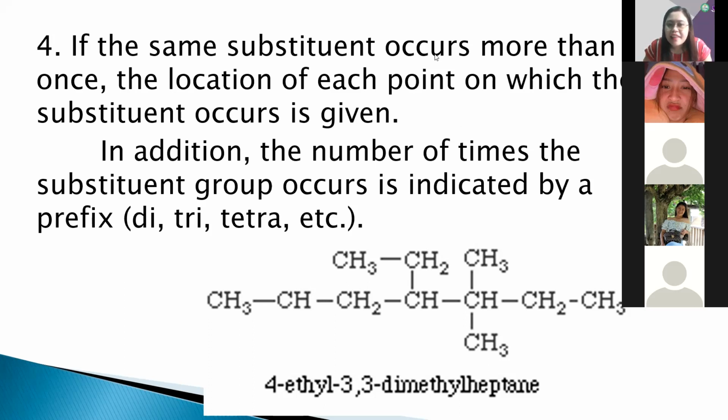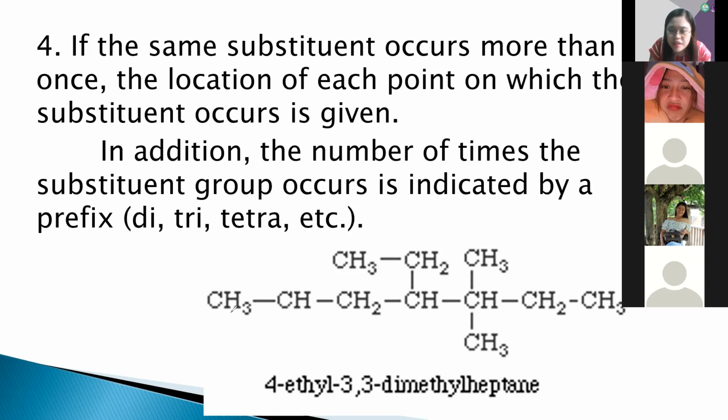Ayan. Let us try to name this, though given na yung name niya sa screen, but let us, ipakita ko sa inyo paano yan nakuha, yung 4-ethyl 3,3-dimethyl heptane. So this one is the same substituent, of course, more than one. Ito yung rule na nagsasabing gagamit tayo ng prefixes. Pero balik tayo doon sa rule na tinuro ko talaga sa inyo. Number 1, identify the parent chain. Okay? So parent chain, let's count first.